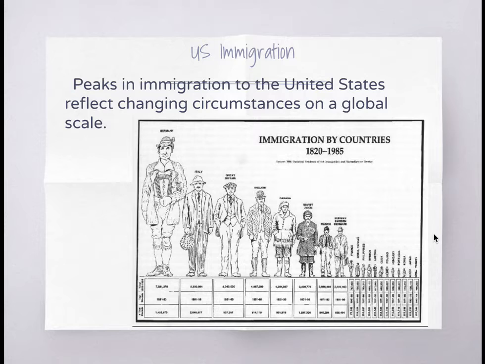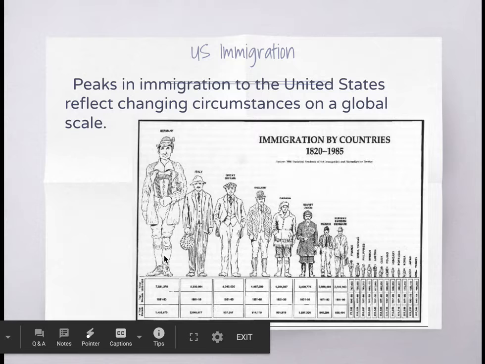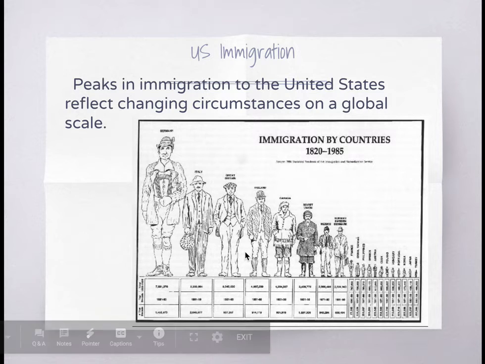All right. U.S. immigration. We've had peaks in immigration to the United States that reflected changing circumstances on a global scale. And if you look at this little chart, we got some Germans, some Italians, some great British people, all of these things.